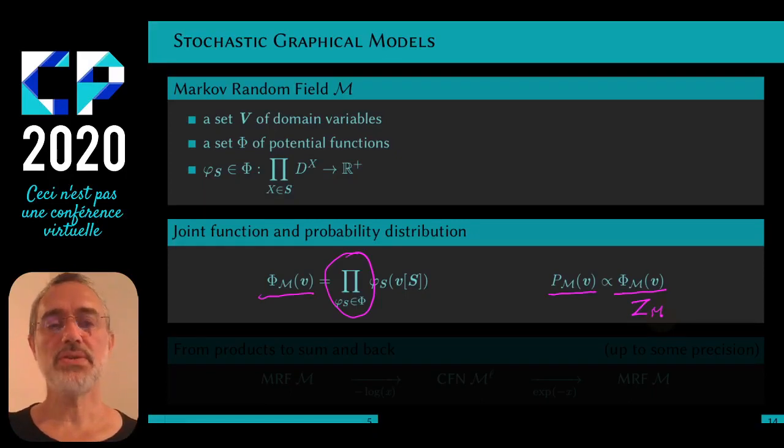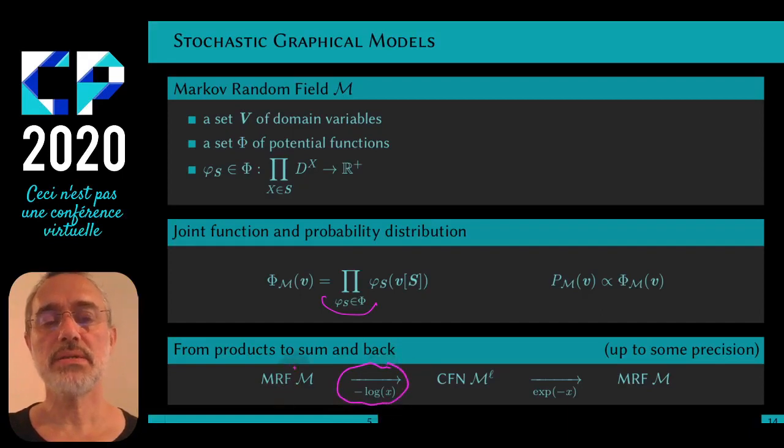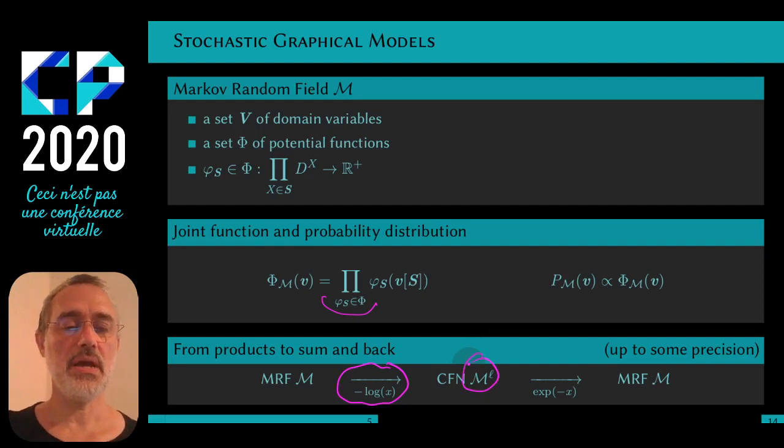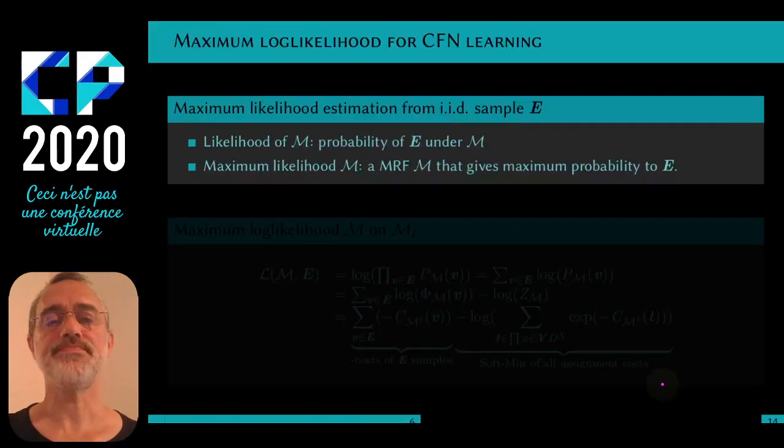And it's easy to see the connection between MRF and CFN. Essentially, you have a product here. We add a sum for CFN. So using a minus log x transform, maximizing the probability in the MRF will be related to minimizing the cost in the associated cost function networks that we denote as MR. And an exponential minus x transform will go back to the original MRF, although we don't need this.